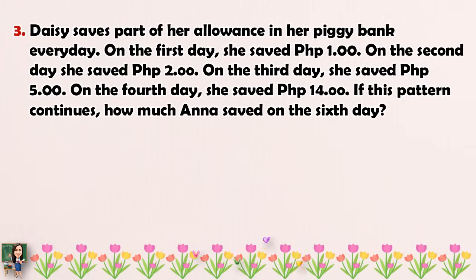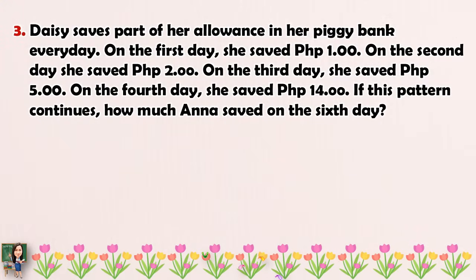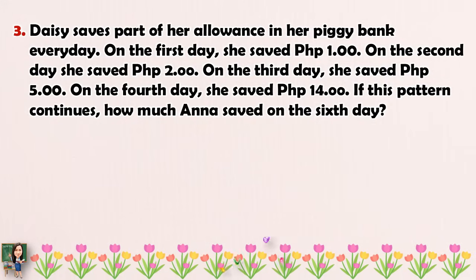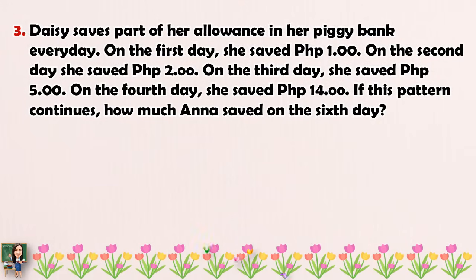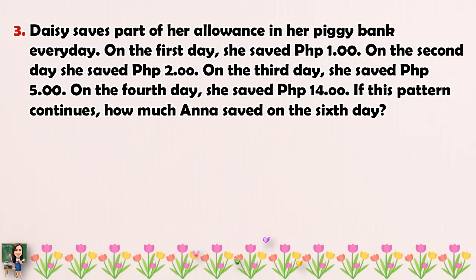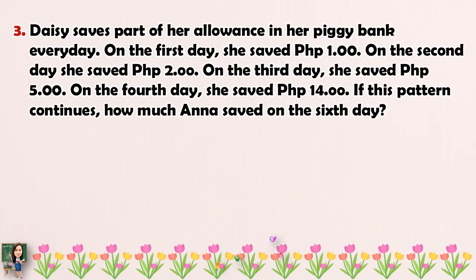Number 3. Daisy saves part of her allowance in her piggy bank every day. On the first day, she saved 1 peso. On the second day, she saved 2 pesos. On the third day, she saved 5 pesos. On the fourth day, she saved 14 pesos. If this pattern continues, how much will Daisy save on the 6th day?